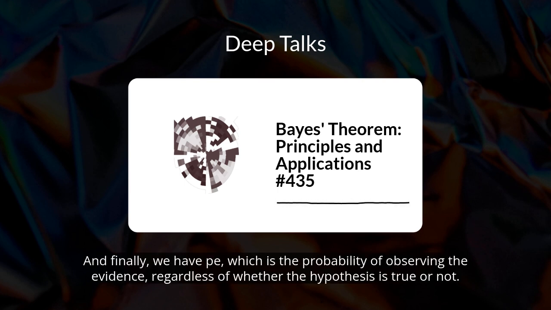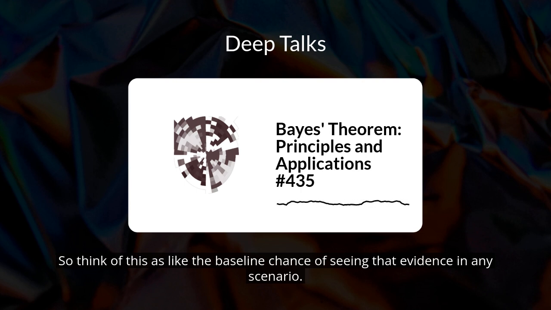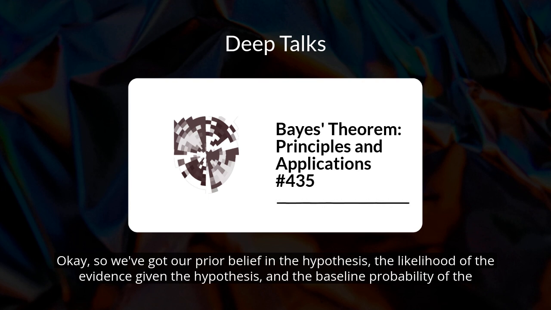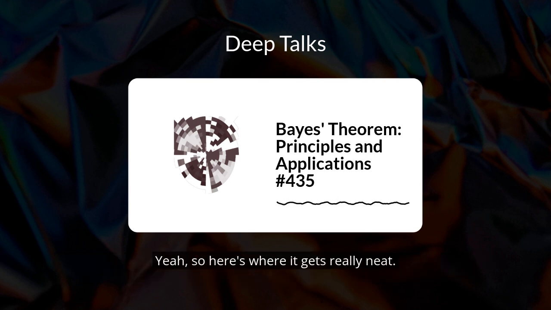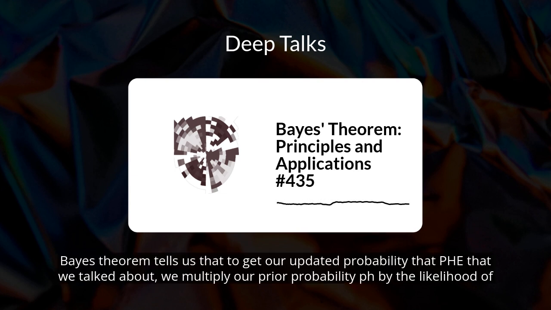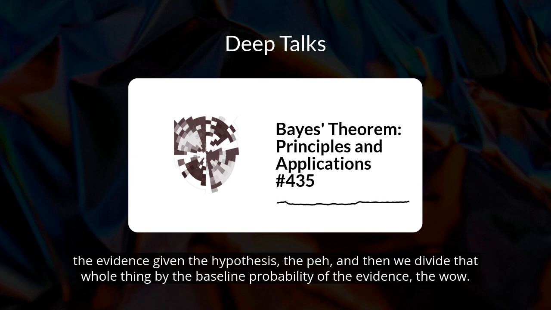And finally, we have P(E), which is the probability of observing the evidence, regardless of whether the hypothesis is true or not. So think of this as the baseline chance of seeing that evidence in any scenario. Okay, so we've got our prior belief in the hypothesis, the likelihood of the evidence given the hypothesis, and the baseline probability of the evidence. So how do all those fit together in the formula? Yeah, here's where it gets really neat. Bayes' theorem tells us that to get our updated probability, that P(H|E) we talked about, we multiply our prior probability P(H) by the likelihood of the evidence given the hypothesis, P(E|H), and then we divide that whole thing by the baseline probability of the evidence, P(E).